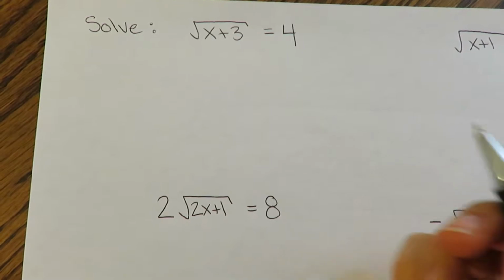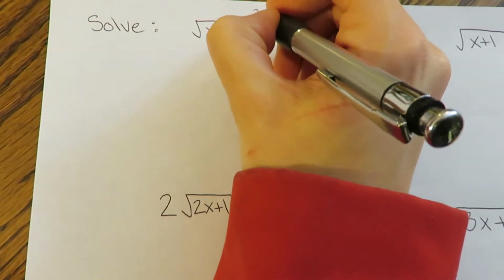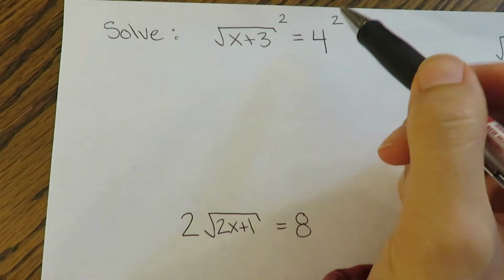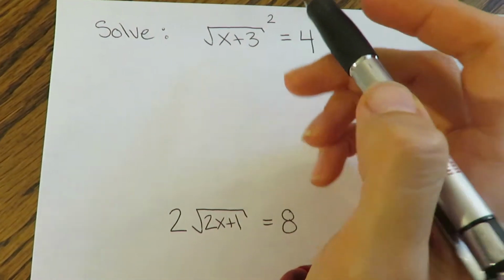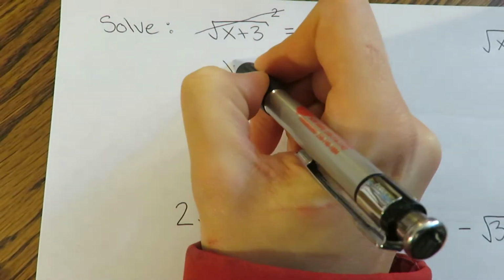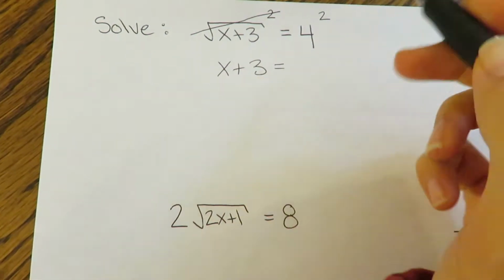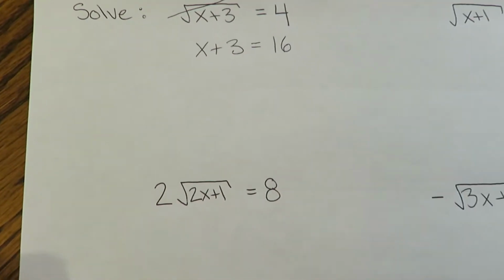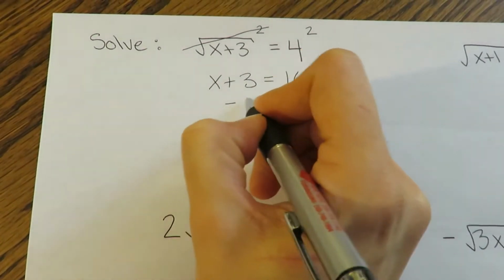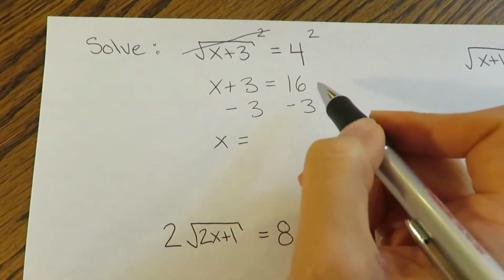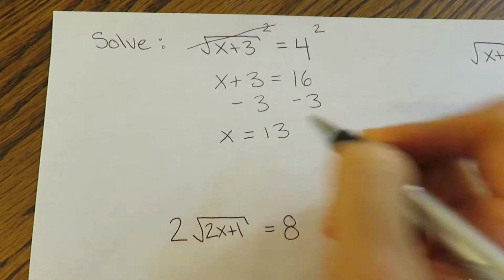Once it's isolated on one side, then I can square this entire side and square this entire side. Because it's isolated, this whole thing is squared and square rooted, which cancels each other out. So I'm left with x plus 3 equals 4 squared, which is 16. Now I'm free to solve, so I'm going to subtract 3 on both sides, and I'm going to get that x equals 16 minus 3, which is 13.